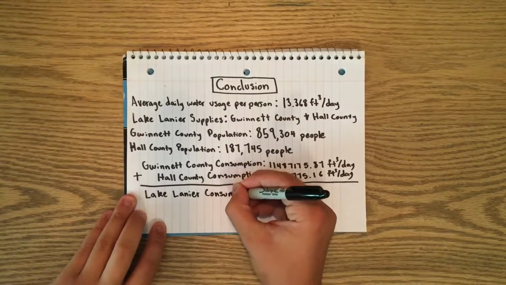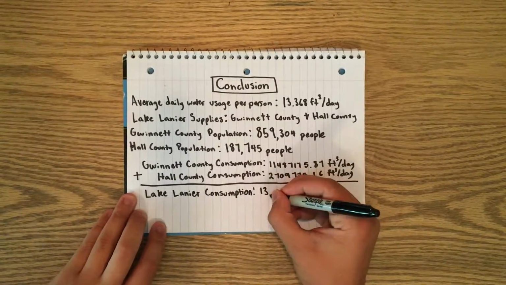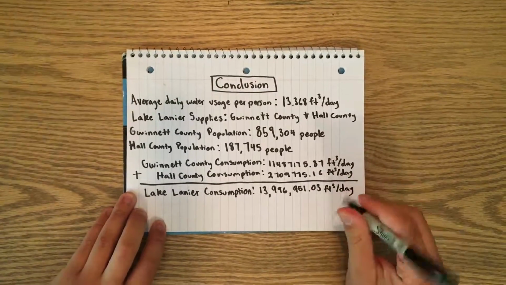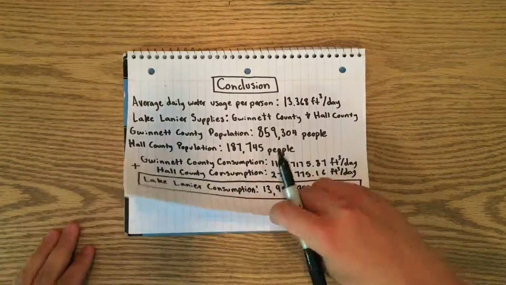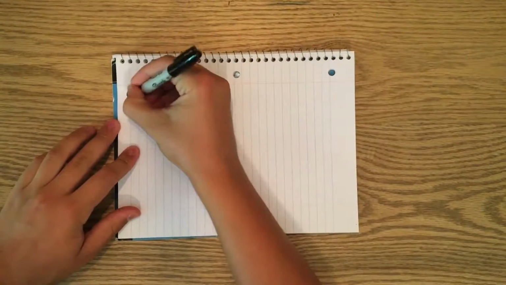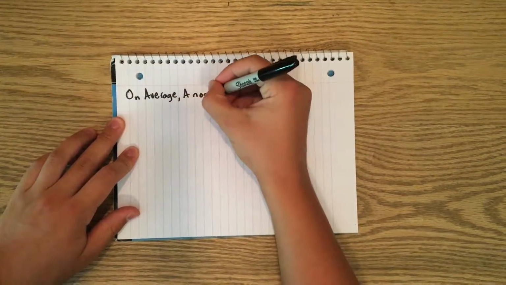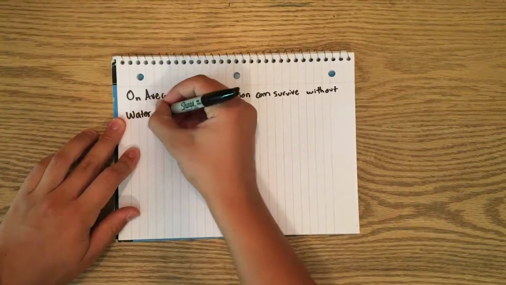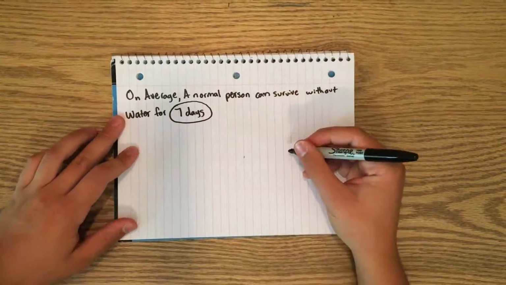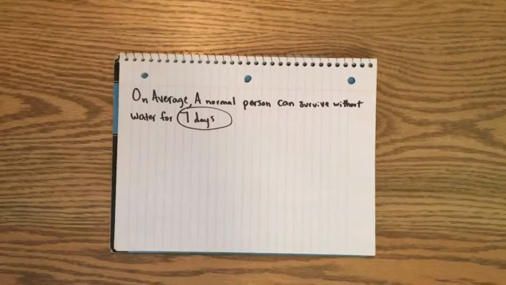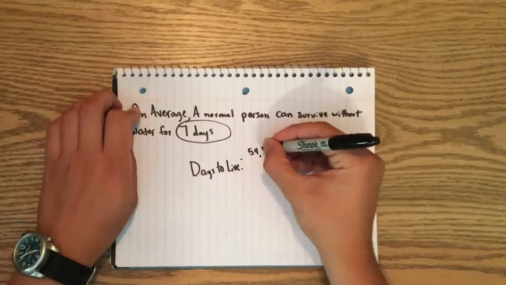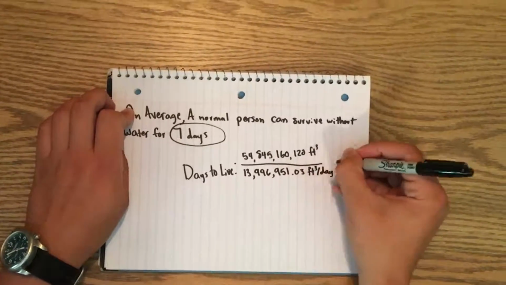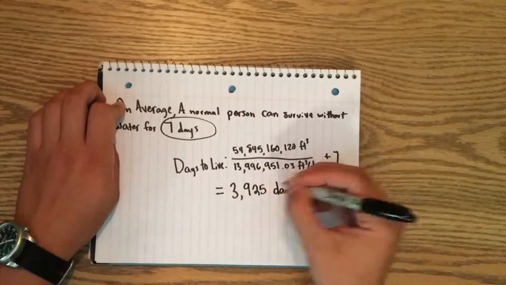Based on this information, we were able to conclude that the average water consumption per day of Lake Lanier is 13,996,951.03 feet cubed per day. We found that a normal person can survive 7 days without water, so we added 7 to the final calculation, which told us that the populations of Hall County and Gwinnett can survive 3,925 days with water coming only from Lake Lanier.